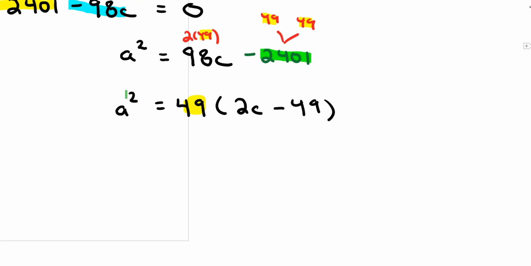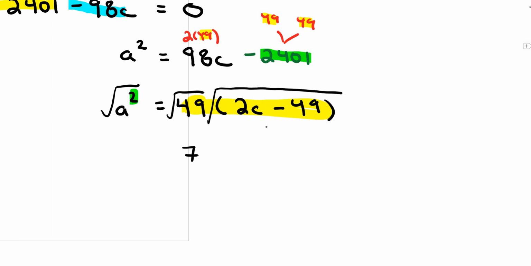Now, if you have a power of 2 here, in order for this to give you an integer, you want this whole expression on the left to be a perfect square. For example, if you took the square root of that, this would give you 7, right? And then this part right here, the 2c minus 49, has to give you a perfect square. So this is the hard part of the question, because the 2c minus 49 has to be a perfect square.